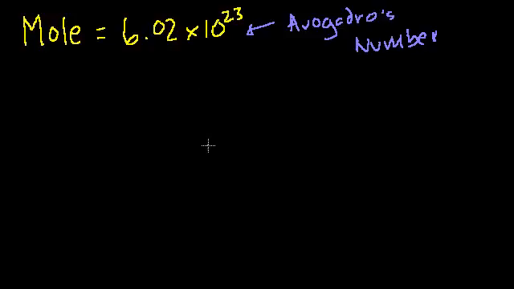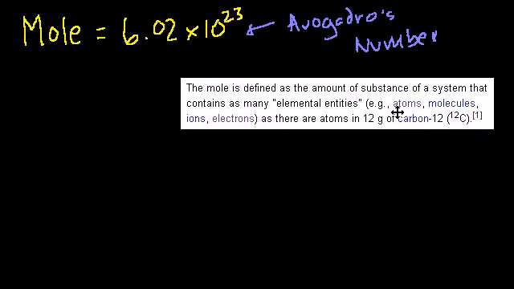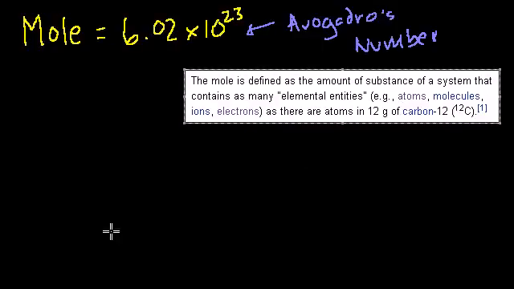There are kind of more Byzantine definitions of a mole. Let me copy and paste it from Wikipedia. This is Wikipedia's definition of a mole, and hopefully at the end of this video you'll see that they're equivalent. But if you're just getting exposed to the concept, it's not an easy concept. They say a mole is defined as the amount of substance of a system that contains as many elemental entities as there are atoms in 12 grams of carbon-12.